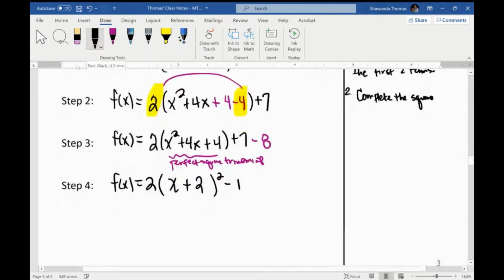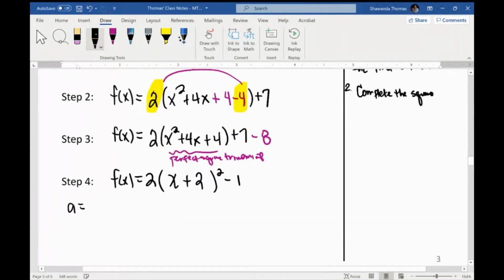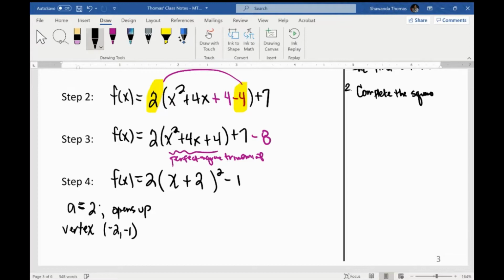Squared. All right, I have a few questions for you. What is A? 2. Does that mean our parabola opens up or down? Up. All right, good. What is our vertex? -2, -1. Would you call that a minimum point or a maximum point? Minimum point. Nice. What's the line of symmetry? X equals -2. Nice.